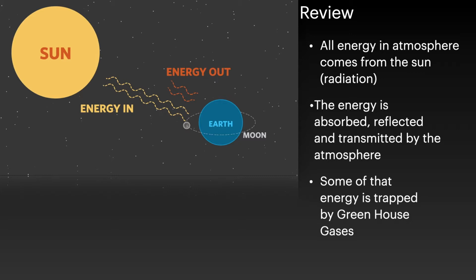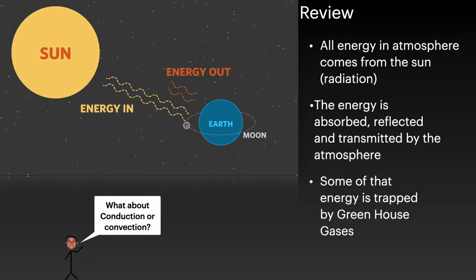And again, as a review, some of that heat will be trapped by greenhouse gases, which actually ends up being very essential for life on Earth. And from here, what we're going to start focusing on is the convection currents in the atmosphere that end up causing winds on the planet Earth.